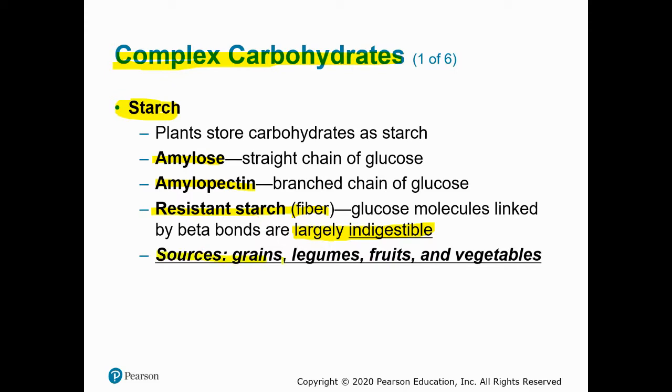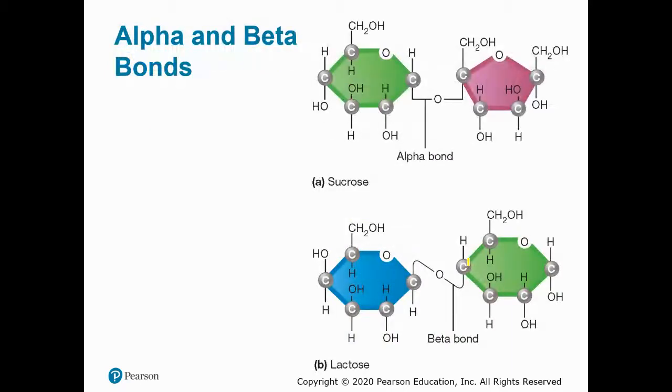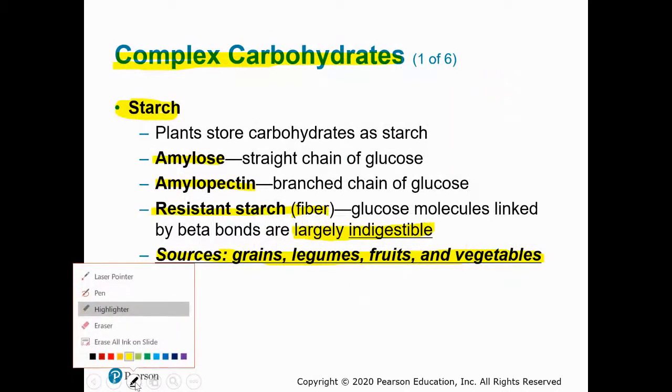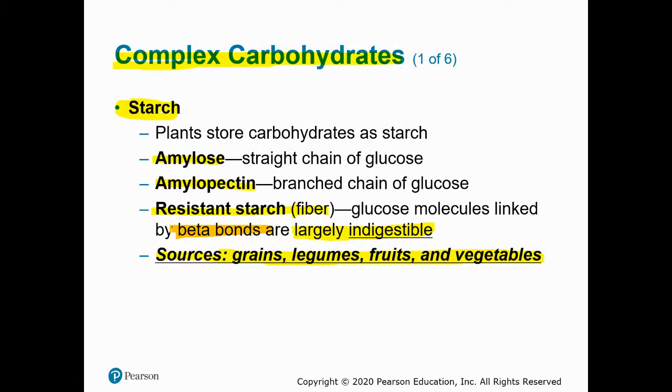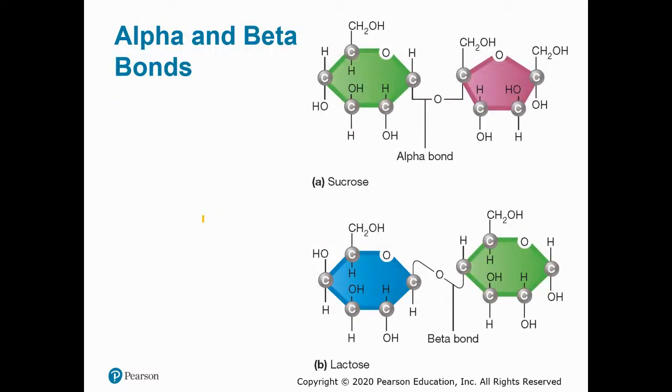Again, we find complex carbohydrates in our plant foods, especially our whole, relatively unprocessed plant foods: whole grains, beans, fruits, and vegetables. Right here is also this word beta bond. The reason we can't digest resistant starch or fiber is because they have beta bonds. That's how the glucose molecules bind to each other, through a beta bond. You might get a question or two on a test about the alpha and the beta bonds. It is worth understanding that beta bonds are the bonds that our bodies can't break apart.